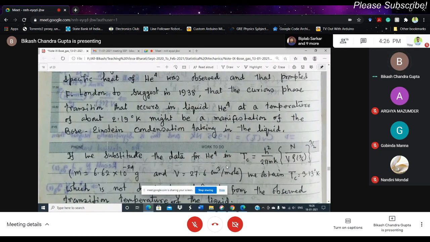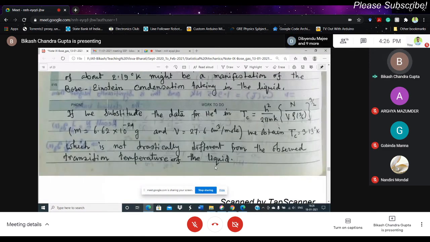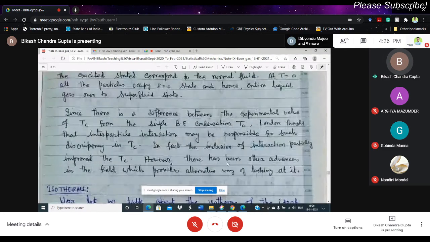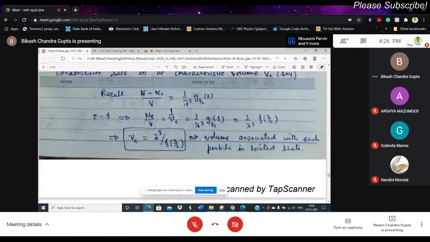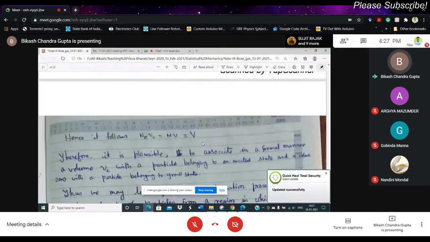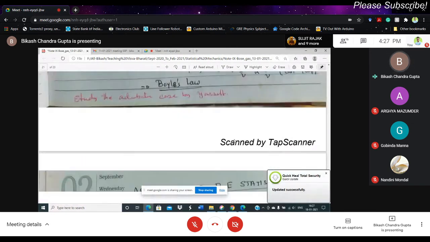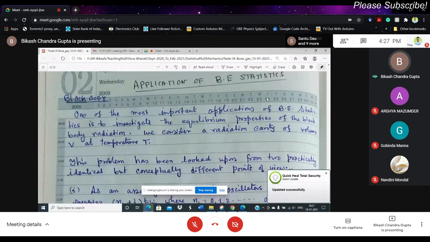It was pointed out that we did not take into account the interaction between particles. If we take that into account, that might improve the Tc. Now, I'm not talking about it, but I'm going to relate this with something known to you, for example, the application of Bose statistics.